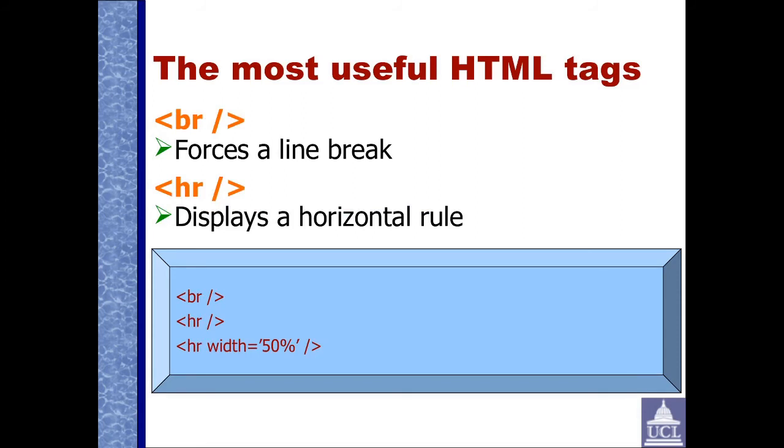A couple of other self-closing tags. BR is used to force a line break, so that would be within a paragraph generally. And HR displays a horizontal rule. We can also specify a width attribute to the HR tag. So in this case, width equals 50% would mean that the rule would be centered on the page but take up only half of the width of the page in total.